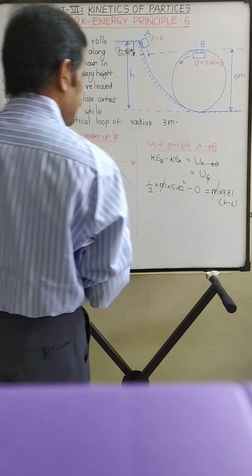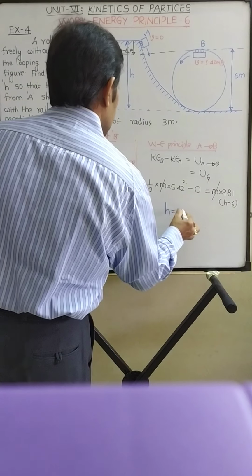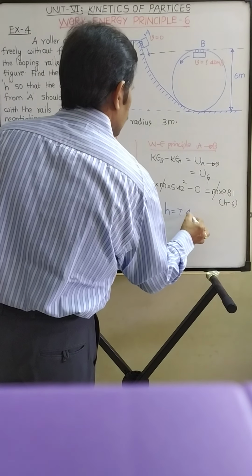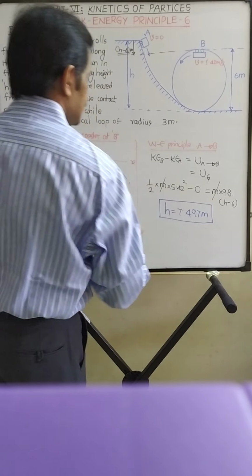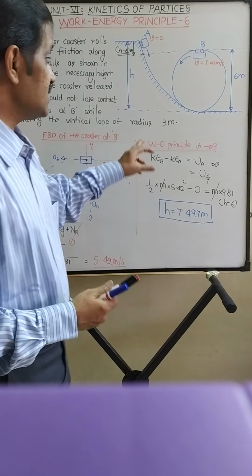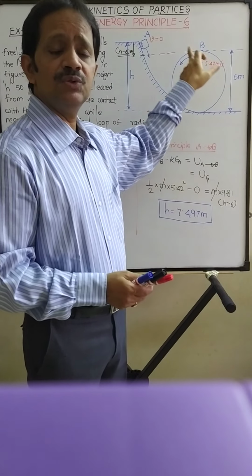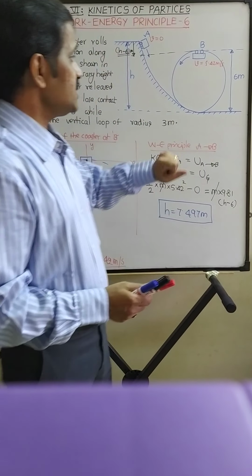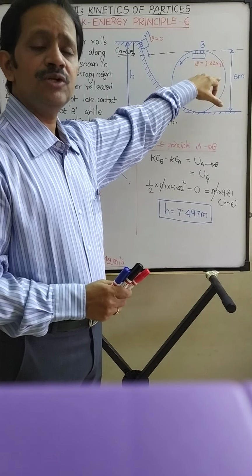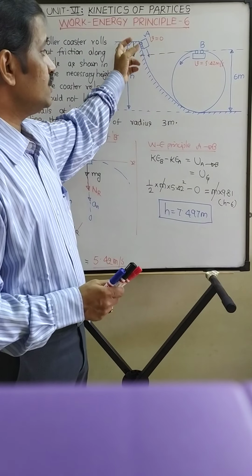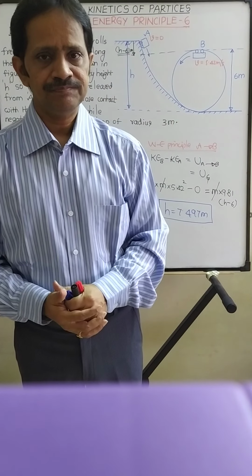So you can cancel m. So solving this equation, you have h is equal to 7.497 meters. So it is the height required, necessary at A, so that the coaster can negotiate the vertical loop at B. So first we are finding the minimum velocity or minimum speed required at B to negotiate the loop, and then using work energy principle we are finding the necessary height. Understood? Thank you.